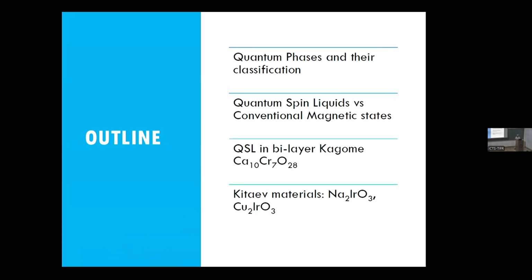So this is what I plan to do. I'll first talk about some general information about quantum phases and their classification, and then go on to a comparative study of quantum spin liquids versus conventional states of matter to show what unique properties quantum spin liquids have. And then I'll describe experimental results on two families that we have been working on.